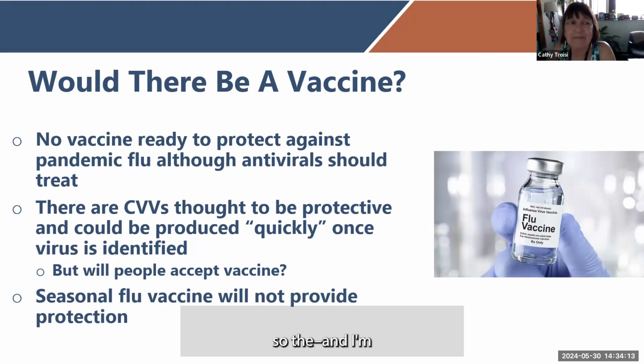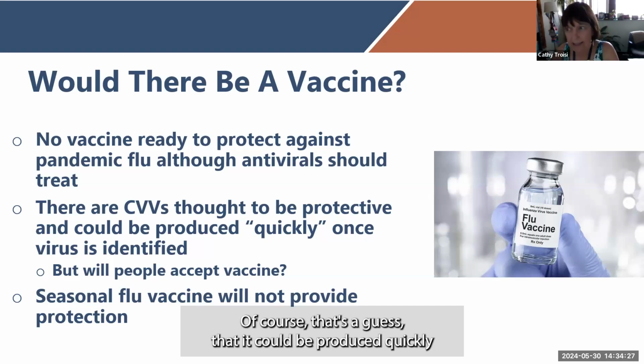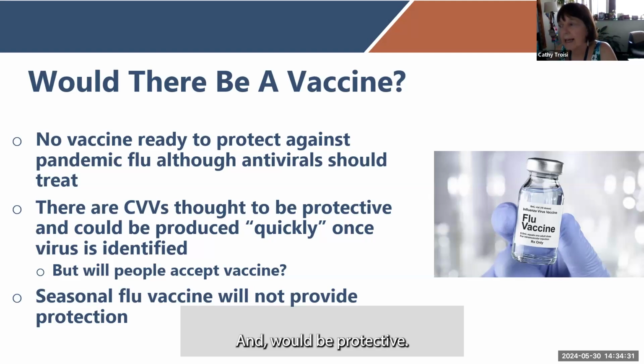The theory is that one of these candidate virus vaccines, that is, a vaccine that we think will match what will be circulating in the population, and of course, that's a guess, could be produced quickly and would be protective.